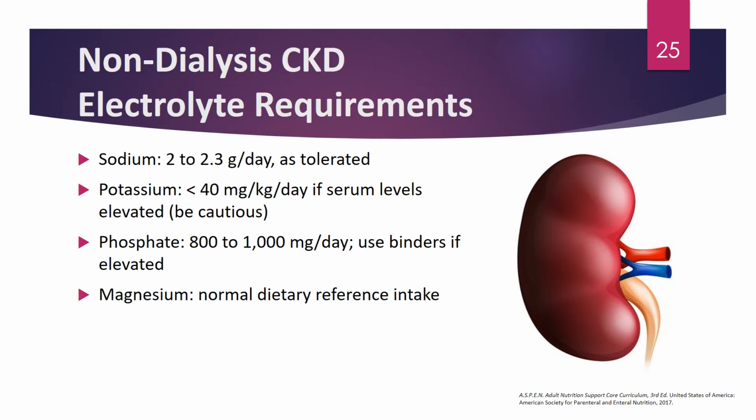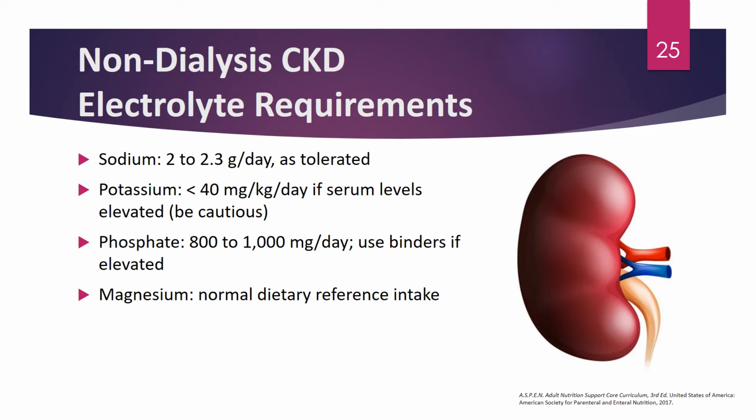In regards to patients who are non-dialysis chronic kidney disease, these patients should receive 2 to 2.3 grams per day of sodium, less than 40 milligrams per kilo per day, and make a notation of this unit here, milligrams per kilo per day, if the serum levels are elevated. And again, be very cautious with potassium.